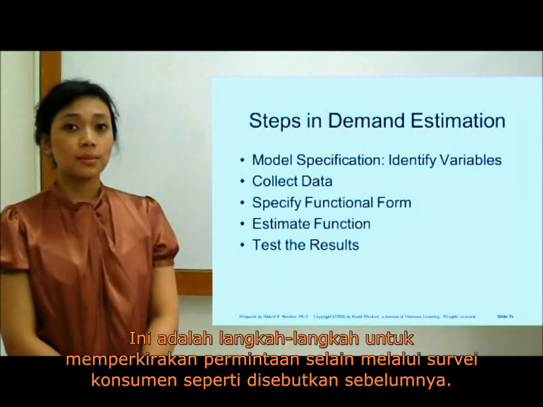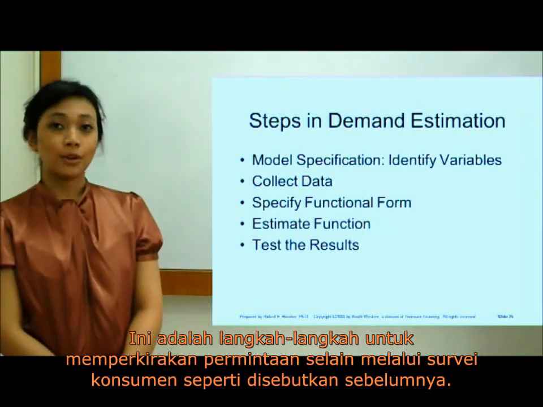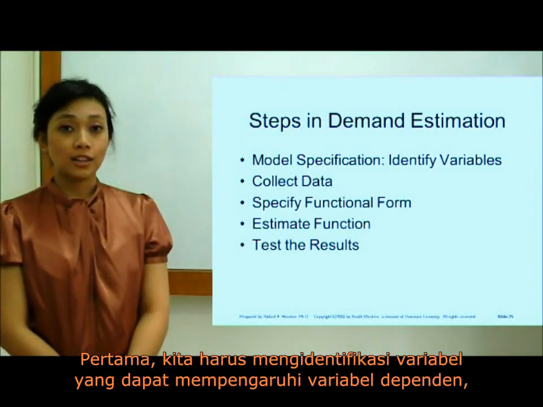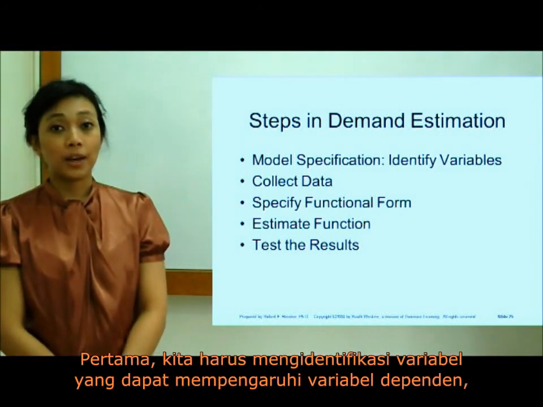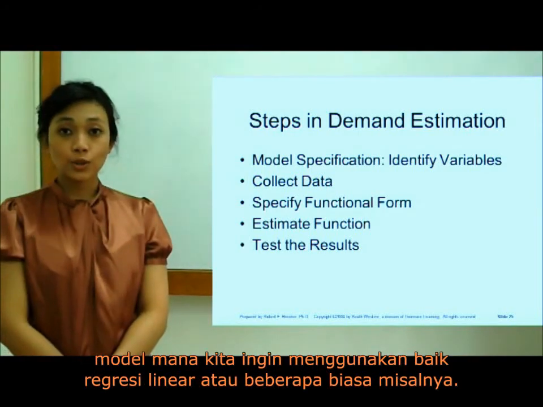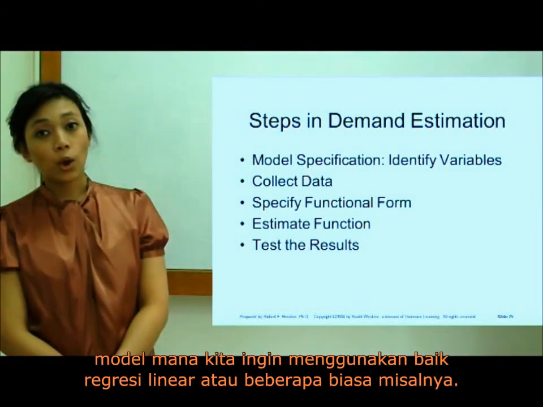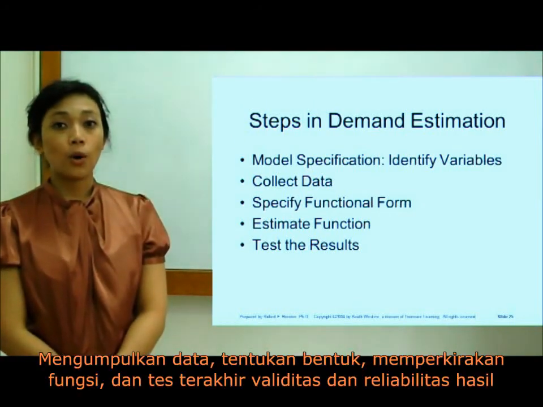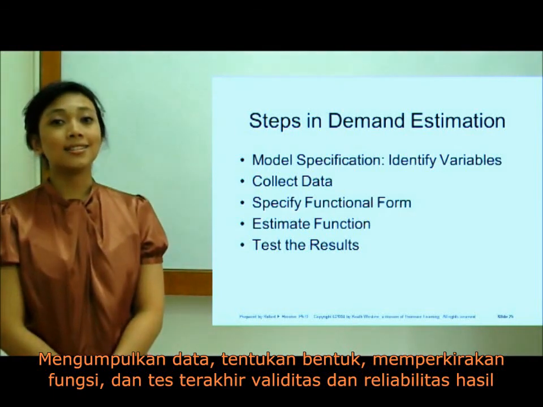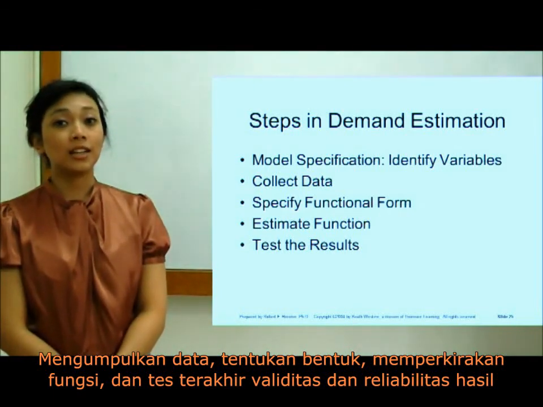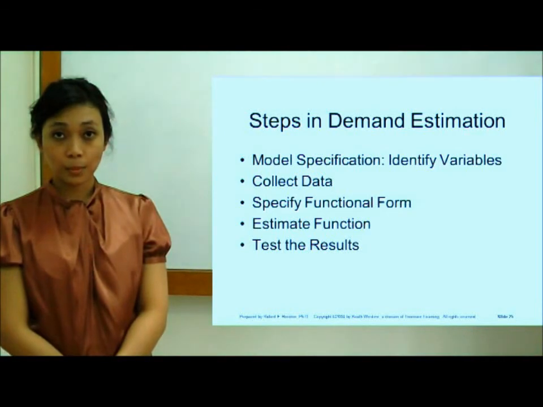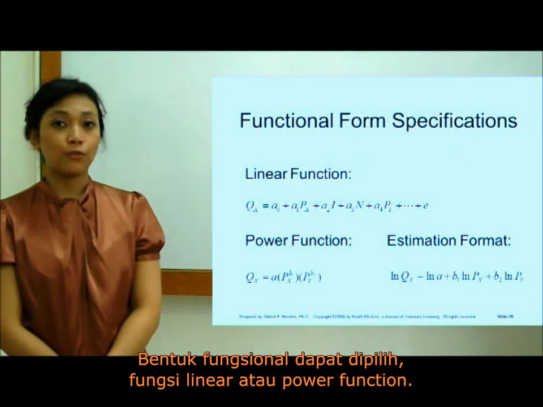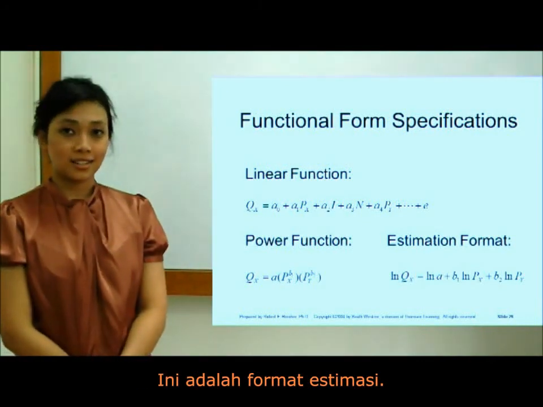These are steps to estimate demand besides through consumer survey like mentioned before. First, we have to identify the variables which can affect the dependent variable. Then choose which model we want to use, either ordinary least squares or multiple regression, for example. Collect data, specify the form, estimate the function, and last, test the validity and reliability of the result. The functional form can be chosen as linear or power function. This is the estimation format.